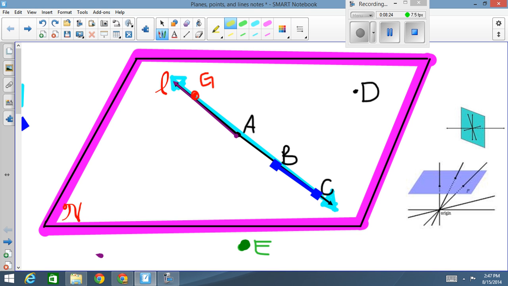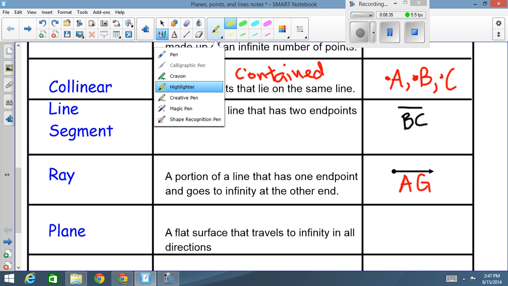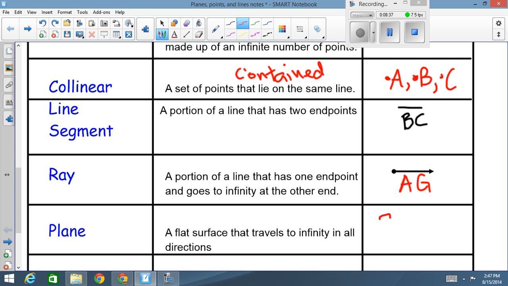And we name that with this capital cursive letter N. So a plane is named, in this case, with the capital N. In other cases, you could also use 3 or more points on that plane. So in that case, you would write plane A, B, C. It must be 3 or more points in order to name the plane.